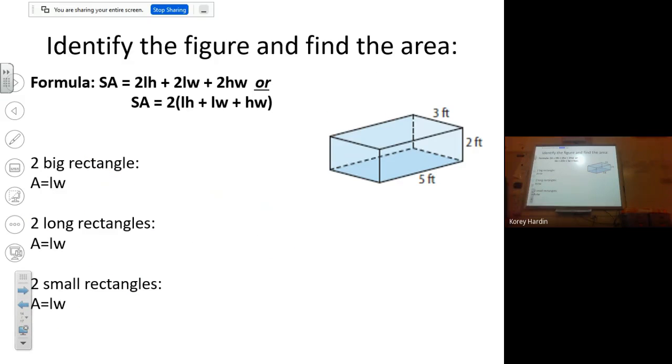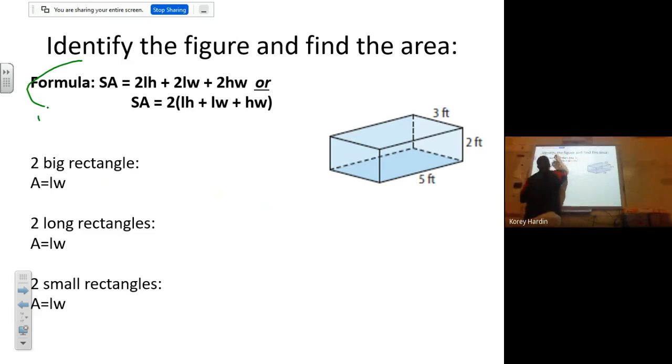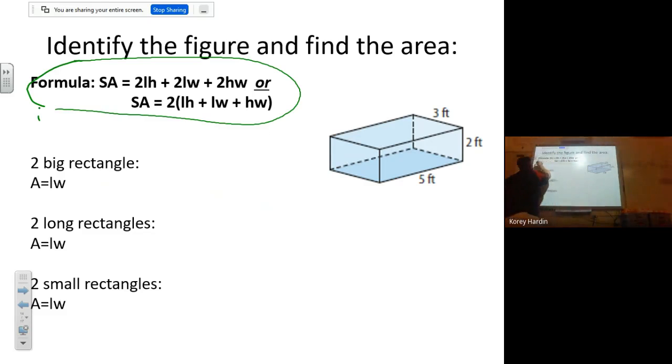See if you can try this one. I've got a formula at the top, but if this formula confuses you, which it may or may not, I've got 2 times the length times the height, 2 times the length times the width, and 2 times the height times the width. Or what I can do is length times height plus length times width plus height times width. Please write this formula down in your notes, that way you have it somewhere.